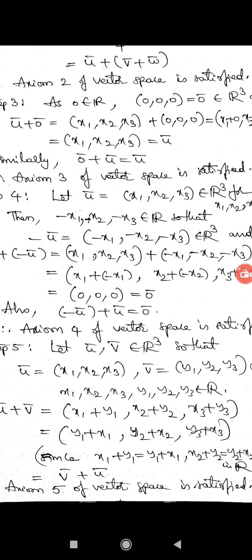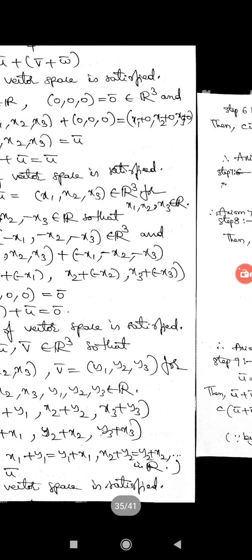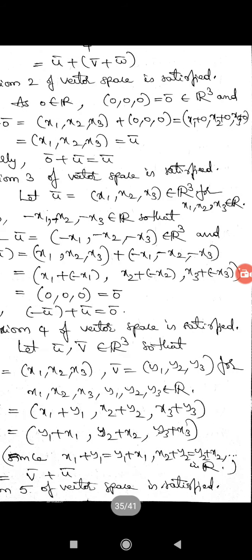Now let us move on to step 4, which gives the inverse axiom with respect to addition. Let us take a vector from R3, which I have taken as u bar, and u bar here is equal to x1 comma x2 comma x3, an ordered triad where the elements x1 comma x2 comma x3 belong to capital R.